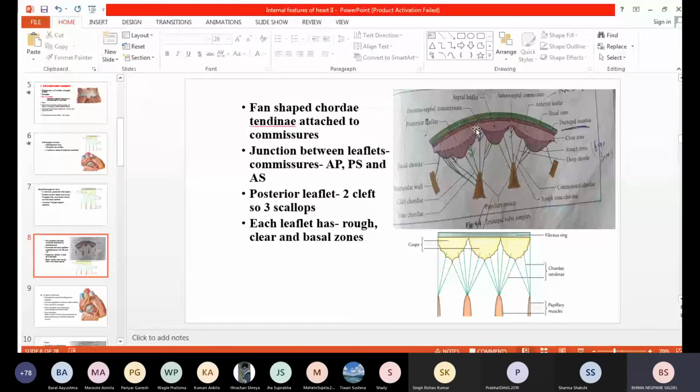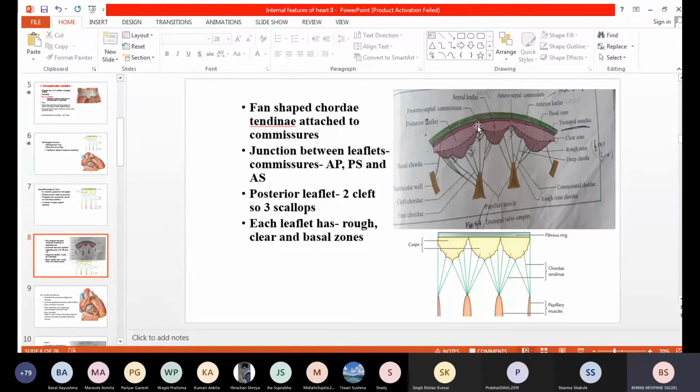In these commissures you can see this tendinous structure known as the chordae tendineae. One chordae tendineae is fan-shaped. The chordae tendineae attached to this deep indentation, or the commissures, are known as the fan-shaped chordae tendineae, attached at the indentation of the commissures of the cusp.